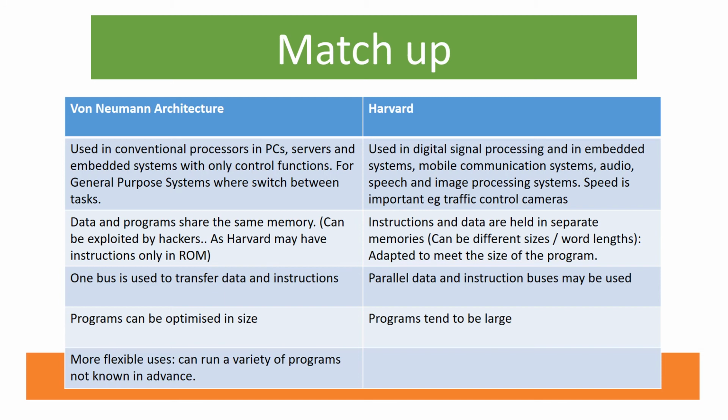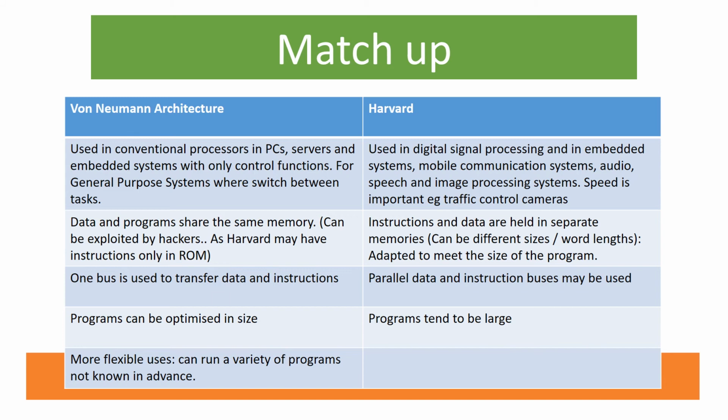Whereas the Harvard architecture is usually used for things like digital signage, embedded systems, mobile communication, where speed is important. So, for example, a traffic control camera where you need to capture a number plate if somebody's driving too quickly on a road. But it can't switch between different tasks. That's all it can do.